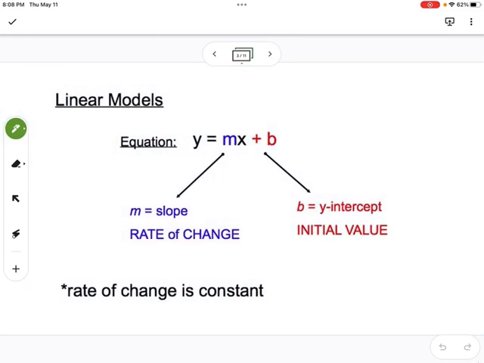So starting with the linear model, our equation of a line is y equals mx plus b. Our m is our slope or our rate of change, and our b, or y-intercept, is the initial value. With linear models, the rate of change is always constant, going up or down by the same amount each time.